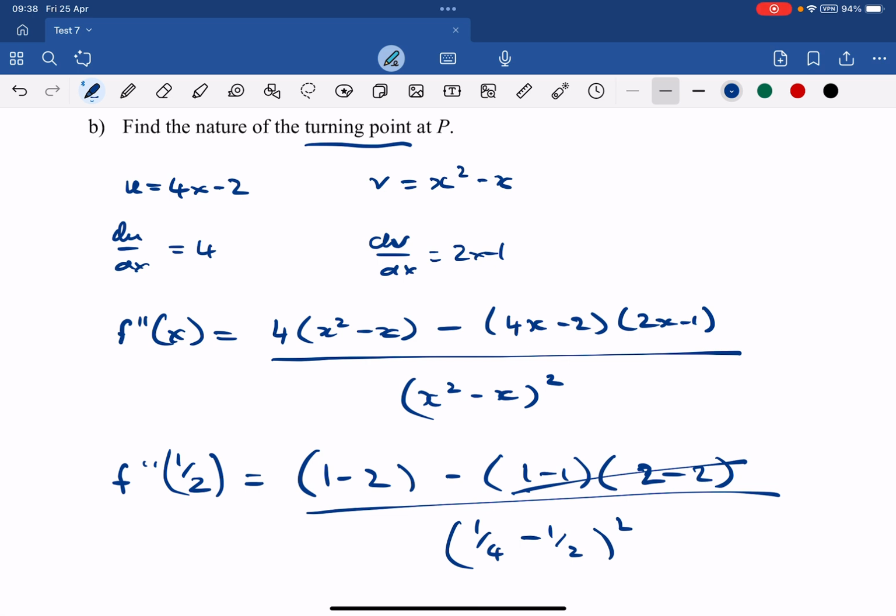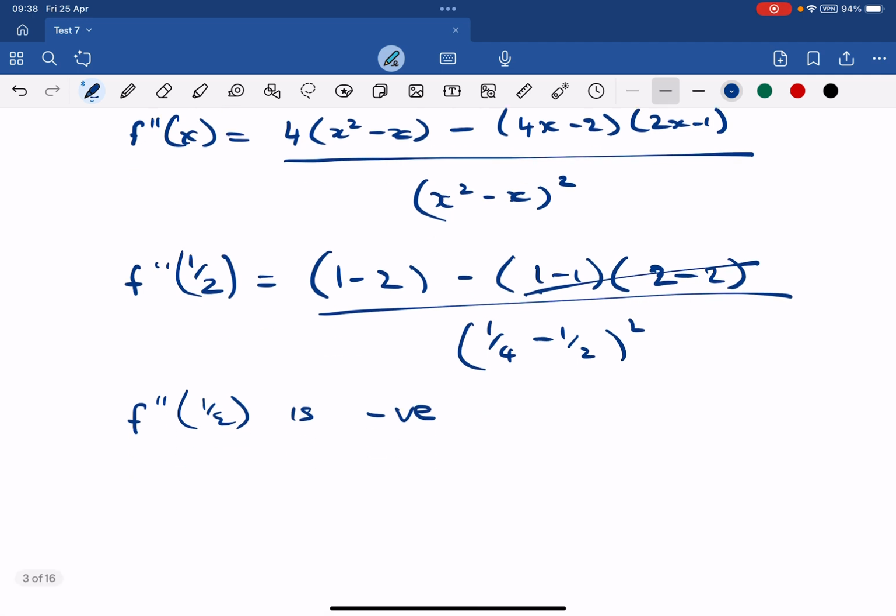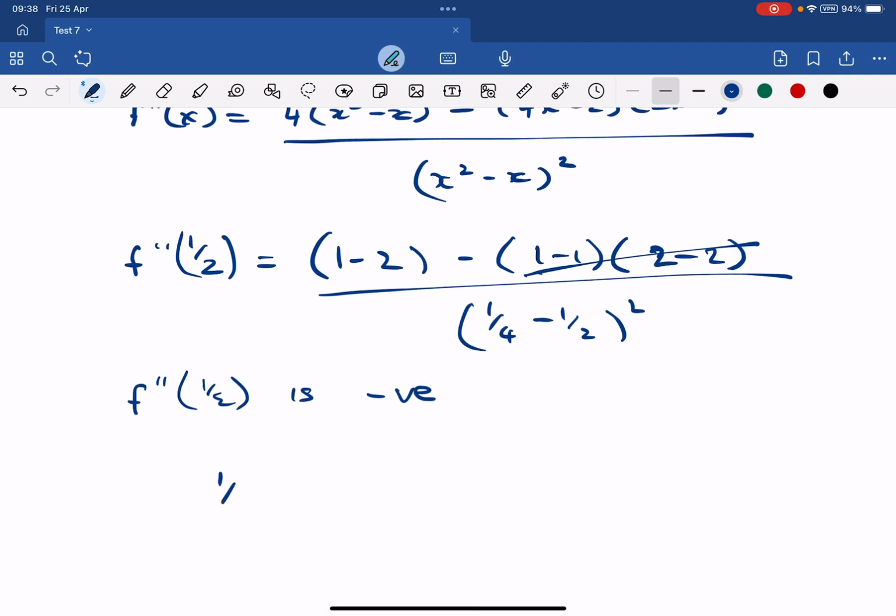Now, I don't even need to think about what this bottom number comes out as, because it might be a negative number in the bracket, but we're squaring it so it makes a positive number. On the top, it's a negative number. So I know it's negative. And if it's negative, then a half is a maximum point.